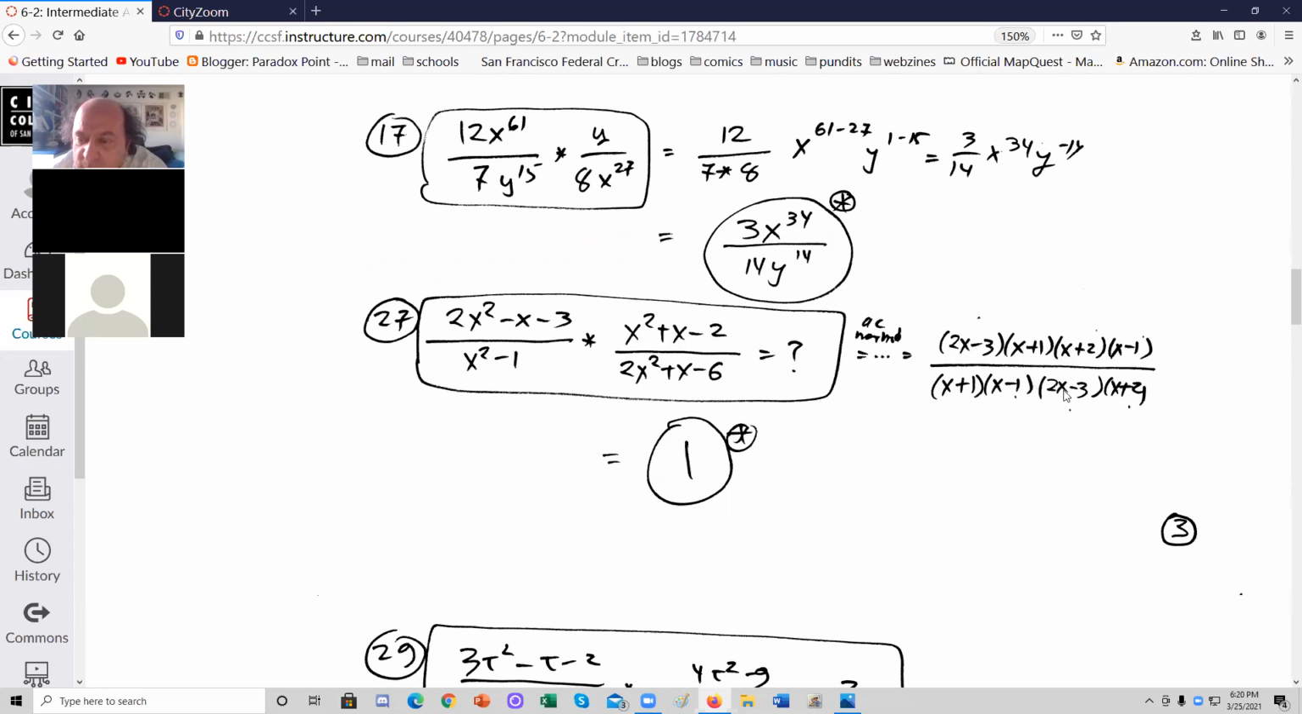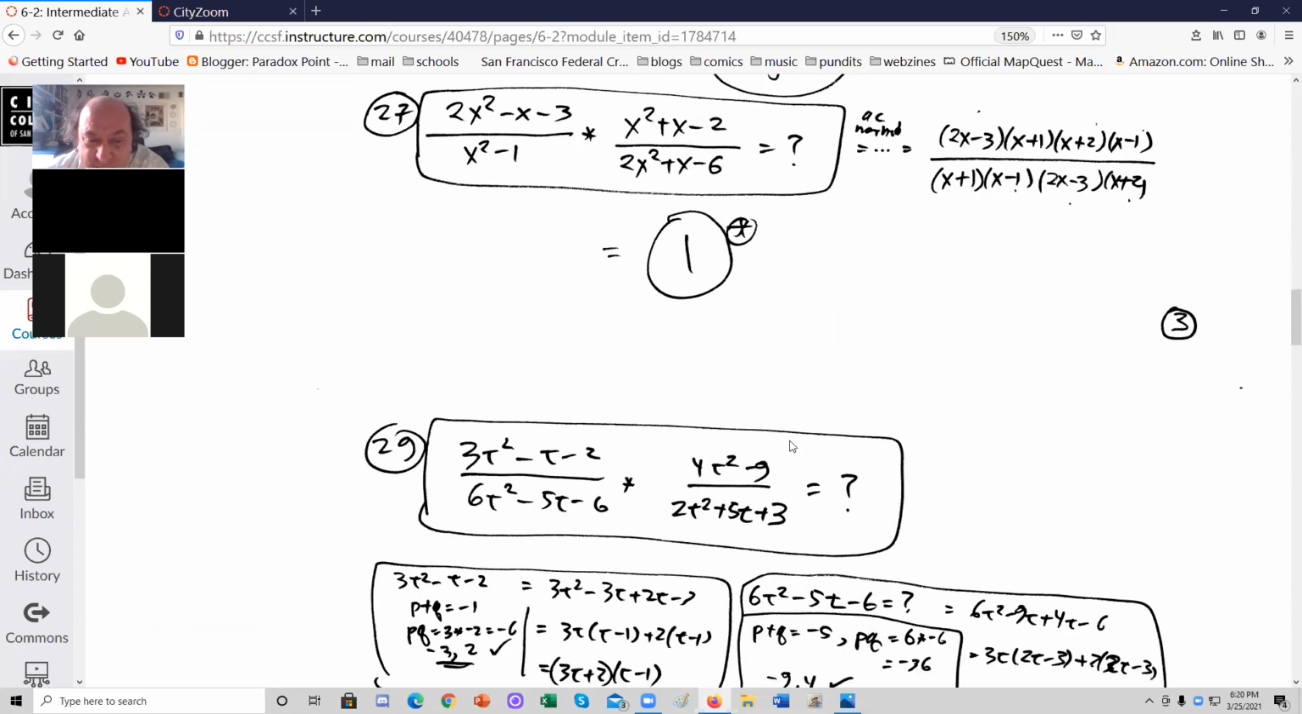All right, then. 2x minus 3's cancel. x plus 1's cancel. x plus 2's cancel. x minus 1's cancel. Everything cancels, leaving, quote, nothing, unquote, behind. But watch out. When you're multiplying and dividing, quote, nothing, unquote, actually means 1. I've often seen people get this wrong and then say 0 because nothing is left. Well, wrong. When you're adding and subtracting, nothing equals 0. When you're multiplying and dividing, nothing equals 1. So avoid that mistake.